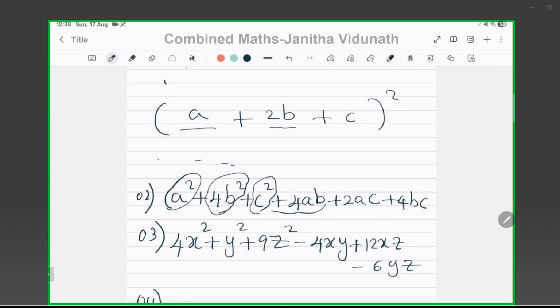Then from here, a times b has a positive sign. Since a is always positive, b needs to be positive. Here the sign of a times c is also positive. Since a is always positive, c needs to be positive. Then the final answer of this is a plus 2b plus c whole square. I will give 1 minute to write down this also.